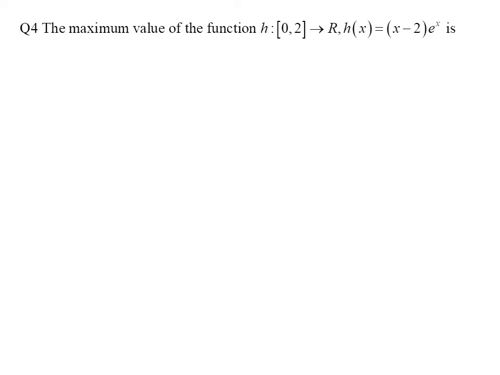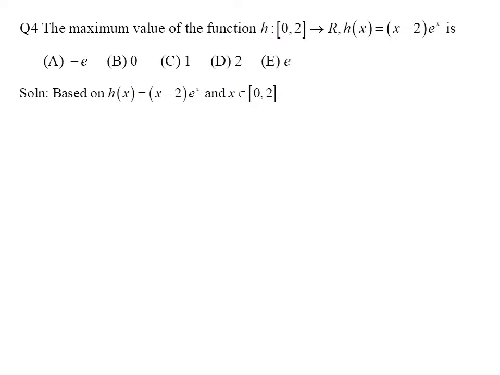Question 4 is to find the maximum value of the function h of x, which equals x minus 2, in parentheses, times e to the x, given that the domain of h of x is the closed interval 0, 2. Since the domain of the function is the closed interval 0, 2, and the rule of the function h of x equals x minus 2, in parentheses, times e to the x, the differentiation of h of x with respect to x equals x minus 1, in parentheses, times e to the x.